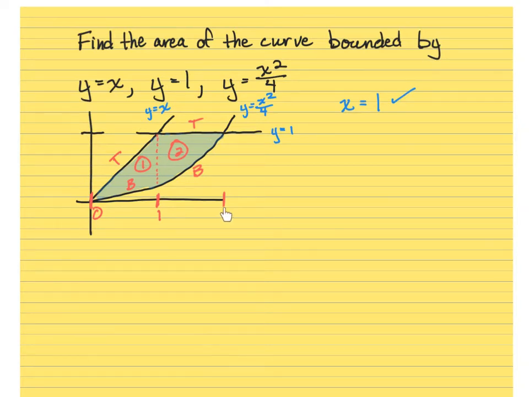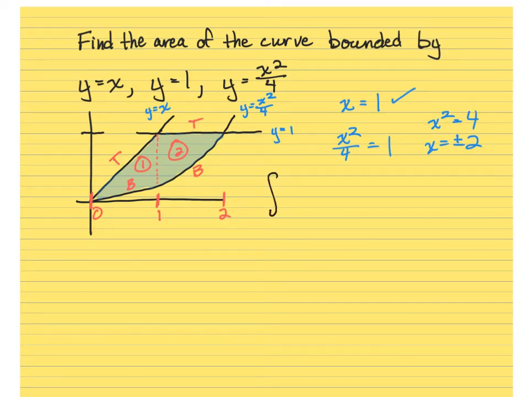Now, to find this limit right here, this point, it's the intersection of y equals 1 and y equals x squared over 4. So I want to set up that equation and solve it. y equals x squared over 4, I'll set that equal to y equals 1. And it looks like it's pretty easy to solve. x squared equals 4, so x equals plus or minus 2. Clearly, we're not talking about minus 2, so we're talking about 2. Once you have those, you're ready to set up your integrals.